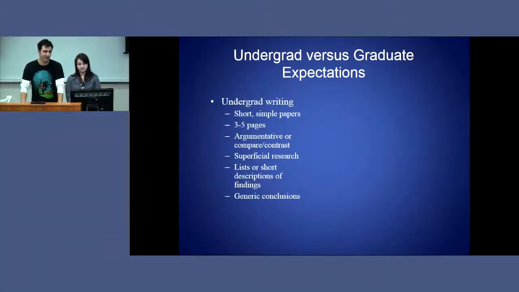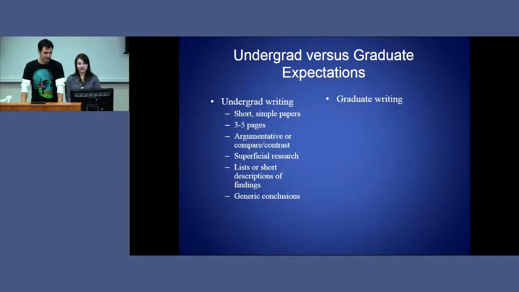Now, there are a lot of different expectations for graduate students rather than undergraduate students. As an undergraduate, your writing is going to be a bit different. You usually have short, simple papers. They range between 3 to 5 pages on average. They're usually argumentative or compare and contrast. The research done for these is usually very superficial as compared to graduate writing. Lists or short descriptions of findings. And there are really generic conclusions to these papers.